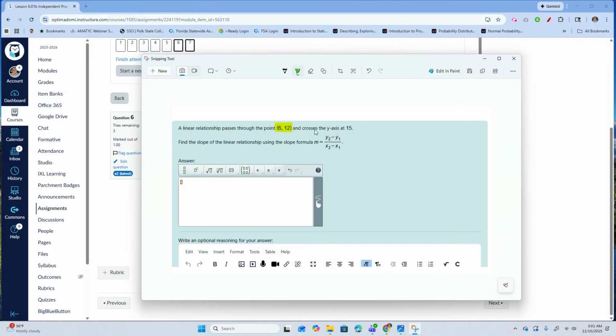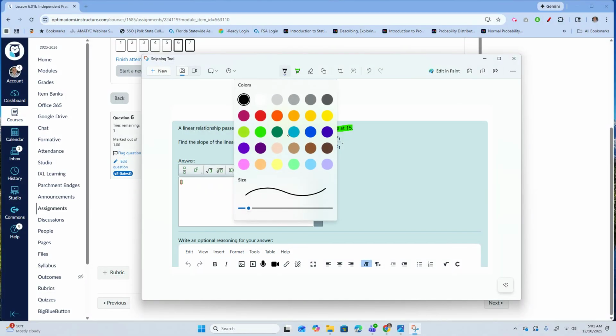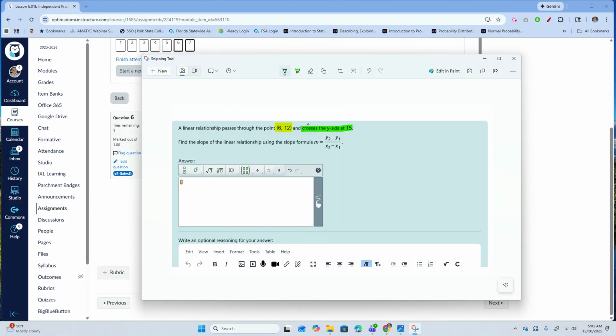Here is the reason. Because what they gave you here, this phrase crosses the y-axis at 15, that is your second point. So your second point, they give it to you in words. And basically, what I highlighted in green is the point crosses the y-axis at 15. It means 0, 15. Okay, that's what it means. So when it says crosses the y-axis at a specific number, the pair of numbers, the ordered pair, is going to be 0, and whatever number they told you. And there is my second point, which I'm going to highlight. Well, it's already in green.